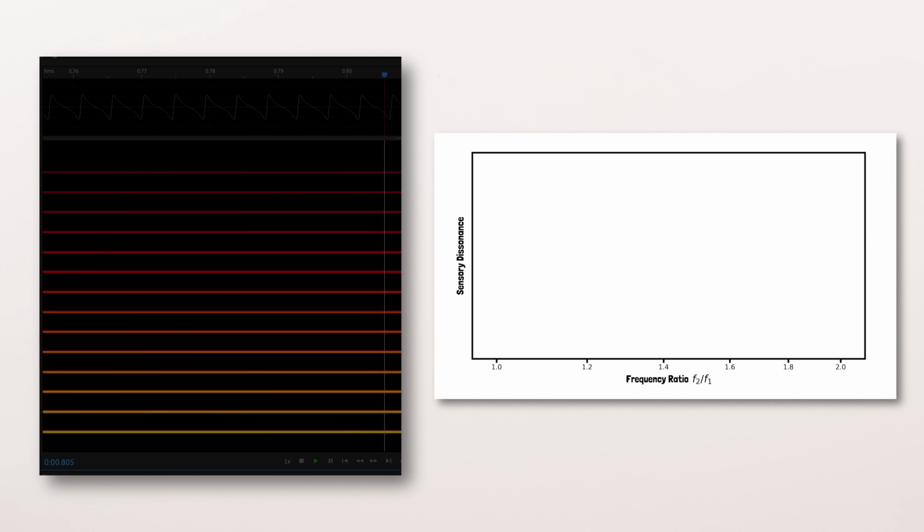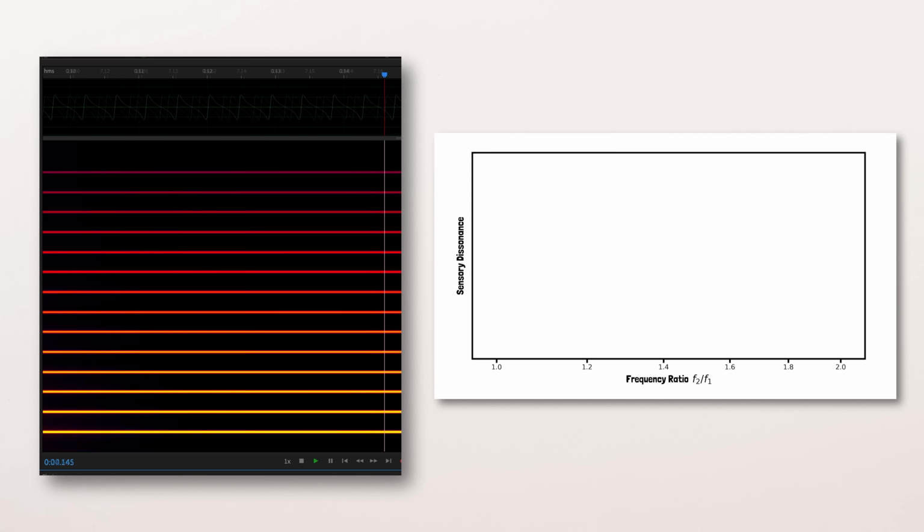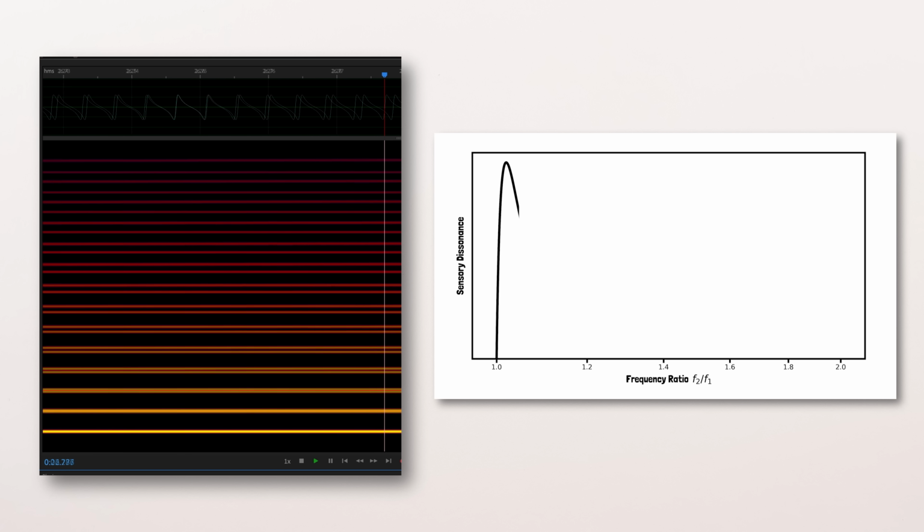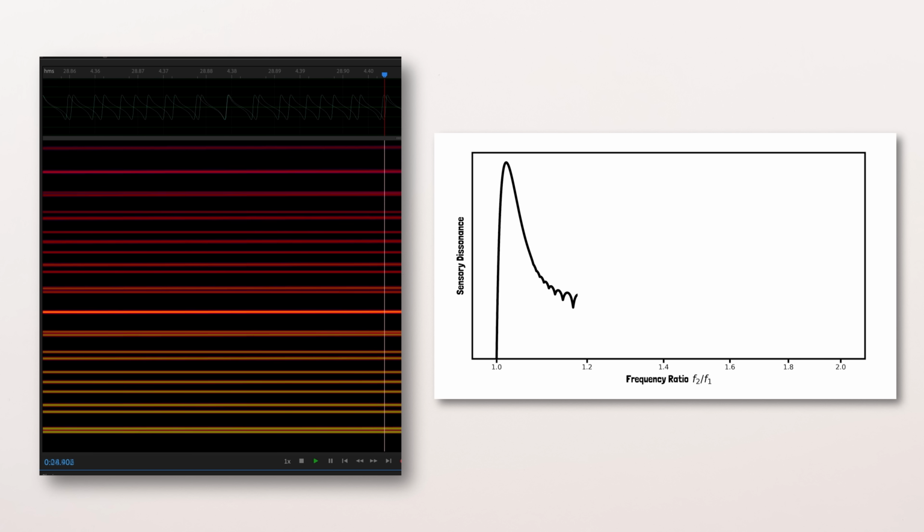Like before, we can play a constant pitch note, but this time with the overtones of a vibrating string, and then add another note that starts at the same pitch but gradually rises. You'll probably hear the notes alternate between sounding dissonant and then in tune.